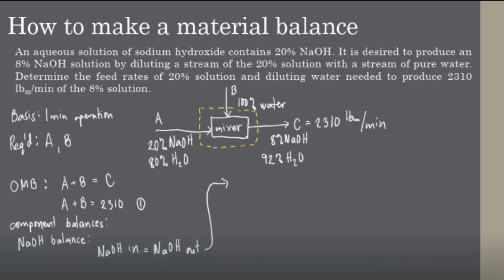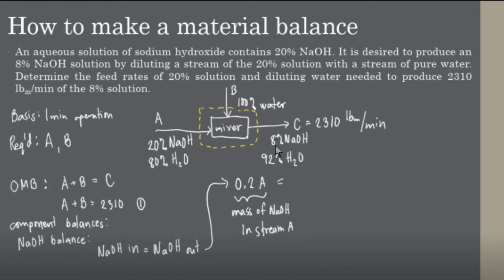Well, we write the amount of sodium hydroxide coming in as 0.2 times A. 0.2 is the mass fraction of sodium hydroxide in stream A, and letter A represents the total mass flow rate of stream A. So when you multiply the total mass flow rate with the mass fraction of the component, you would get the mass of the component. So we say that this is the mass of sodium hydroxide in stream A. To complete our material balance, on the other side of the equation, we represent the mass of sodium hydroxide coming out of the system. And that is represented by our single output, which is stream C.